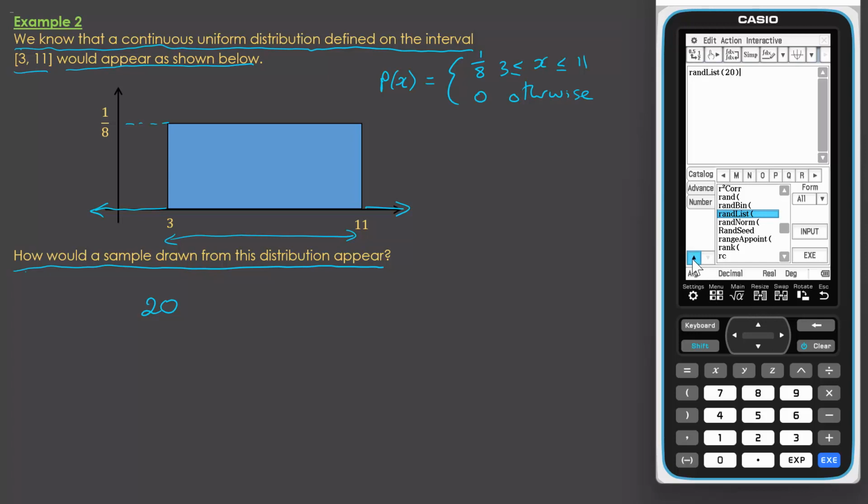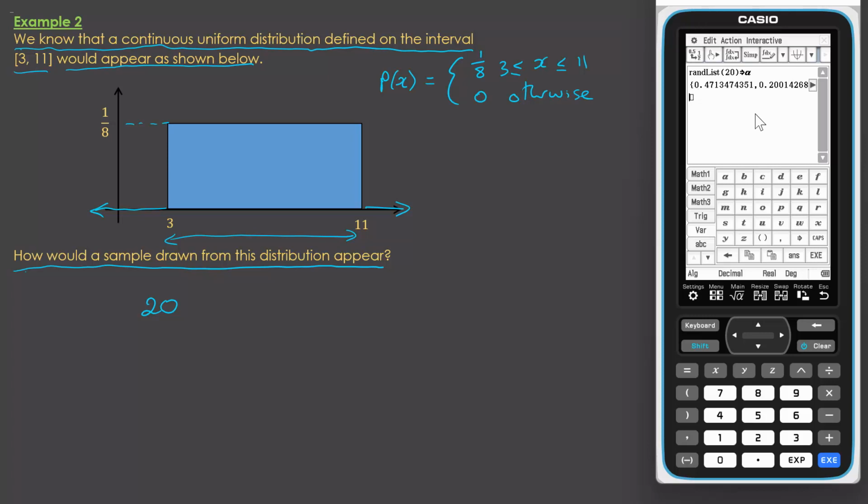Now, before I actually hit execute on that, I'm going to use this arrow just here, and I'm going to use the variable a, and I'm going to store that list in A. So I'm going to press execute, and you can see that I've got my list of random numbers between 0 and 1, and they have all been stored in a variable called A. Now, those are between 0 and 1. We want to draw random numbers between 3 and 11.